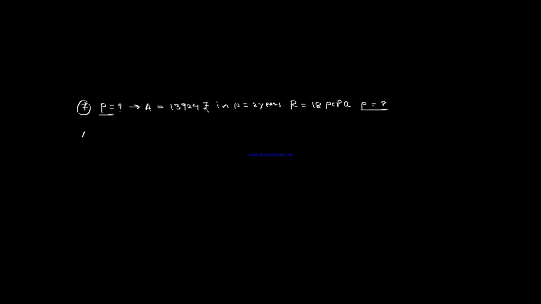So like the previous sum we did, we can do this sum similarly. So A is equal to P into 1 plus R upon 100 raised to n. A is already known to us, that is 13924. P is not known. We'll keep it as it is, or you can assume x at the place of P, or you can keep it as it is. R is your 18 upon 100 and your n is 2 years.